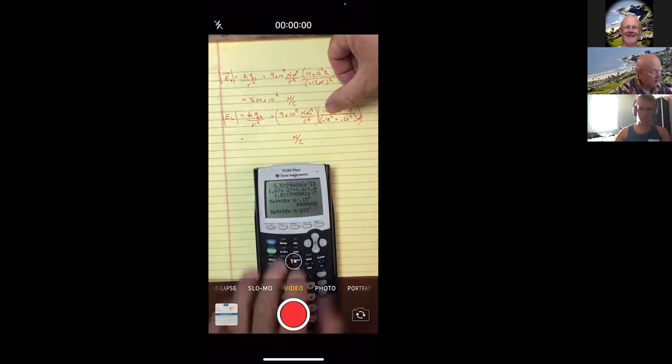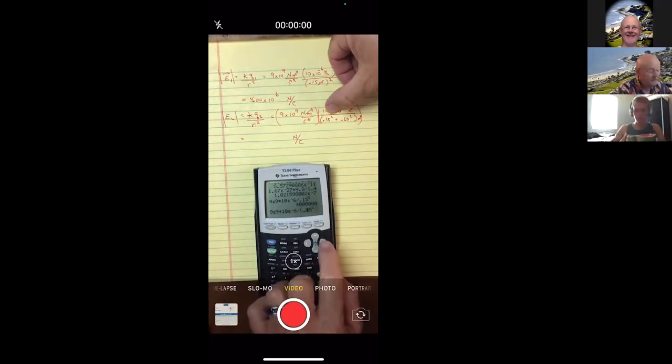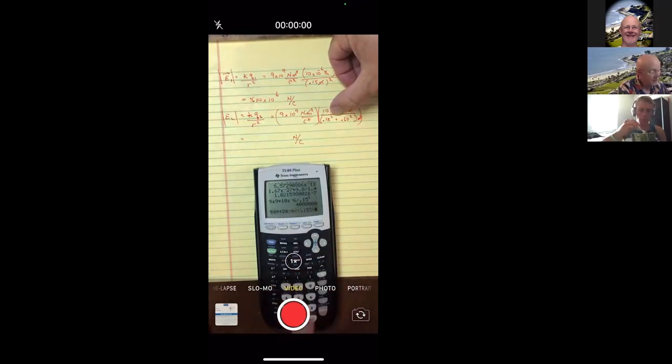So I'm going to insert a parentheses, and I have the 0.15 squared. I'm going to add to it the 0.6 squared. I'm going to close parentheses.